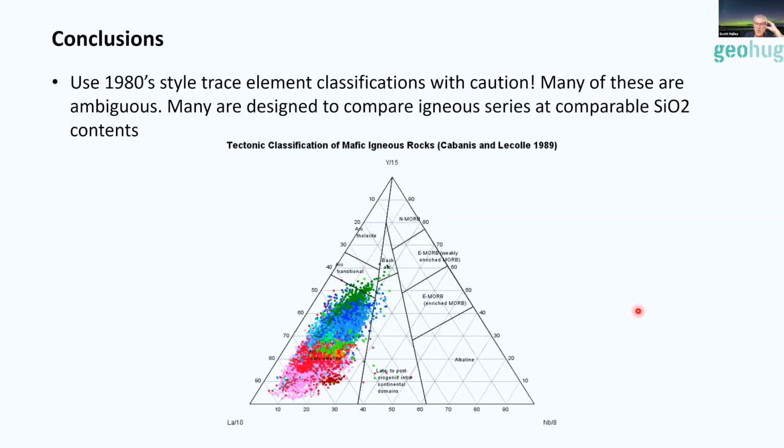I see lots of people doing classifications like this, just doing ratios and ternaries. Oh, I really don't like these. These are really ambiguous because you can get the same patterns in very different tectonic environments. But the really interesting thing here is that these diagrams were designed to compare rocks with equivalent SiO2 levels. And when you start mixing mafic and felsic rocks, these diagrams are going to fall apart. So don't use these.